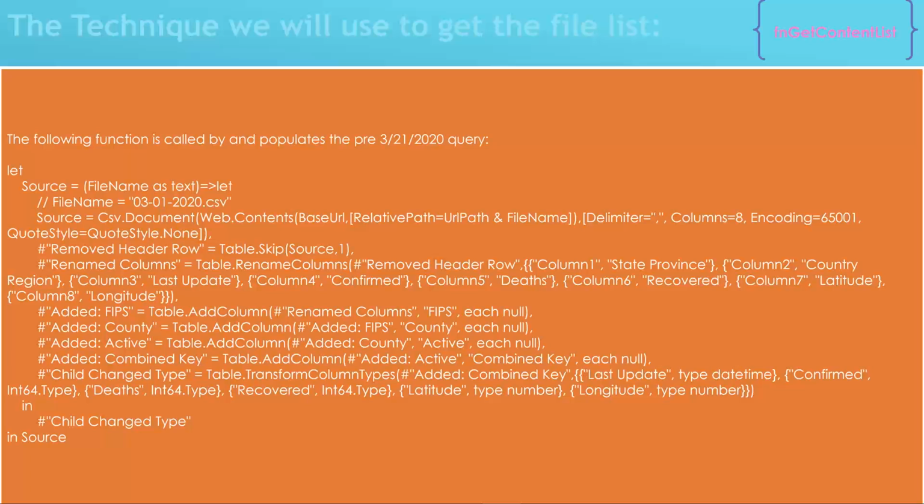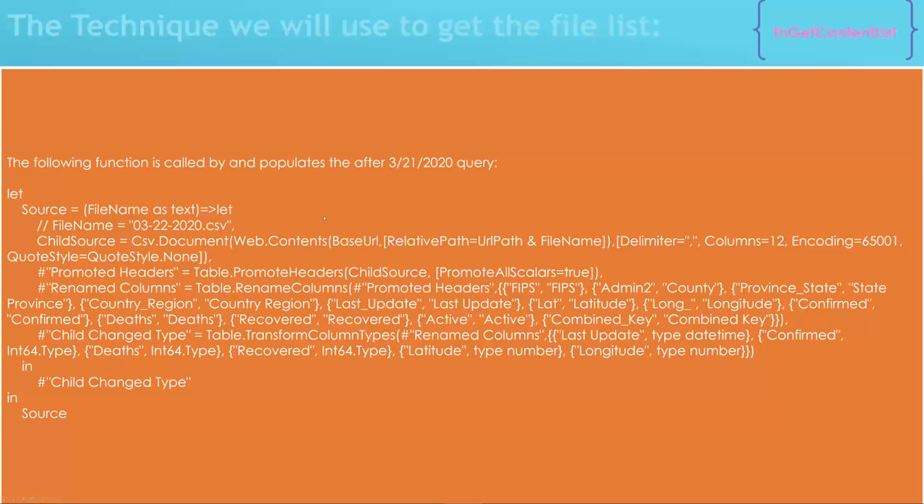This is the pre-3/21 query. And as you can see, it's using a parameter called base URL, a parameter called URL path, and a parameter called file name. These can all be easily changed if anything changes again in the files.